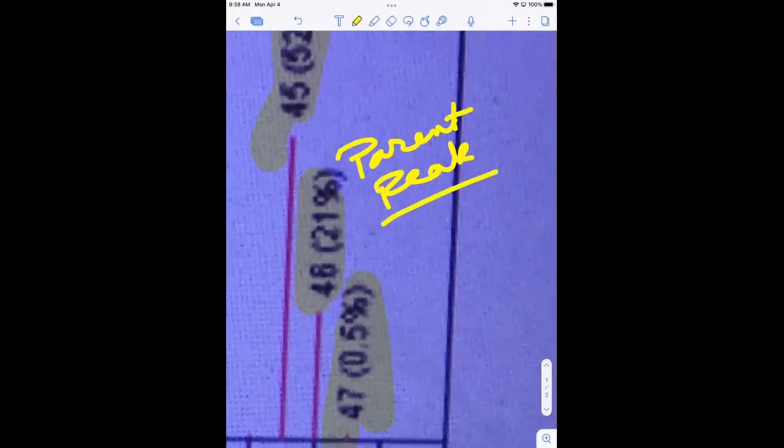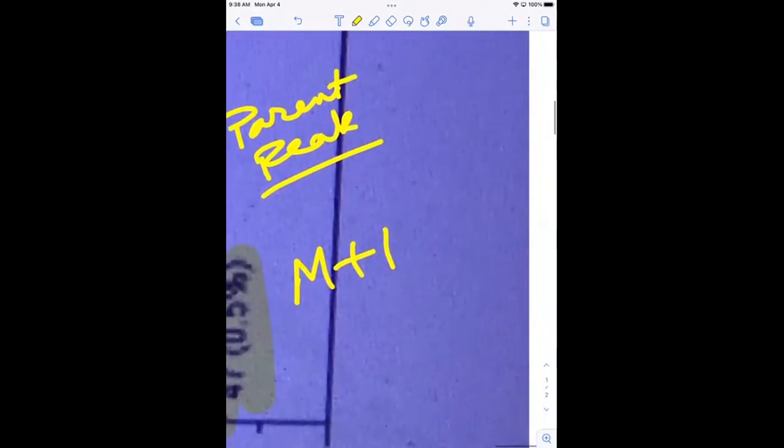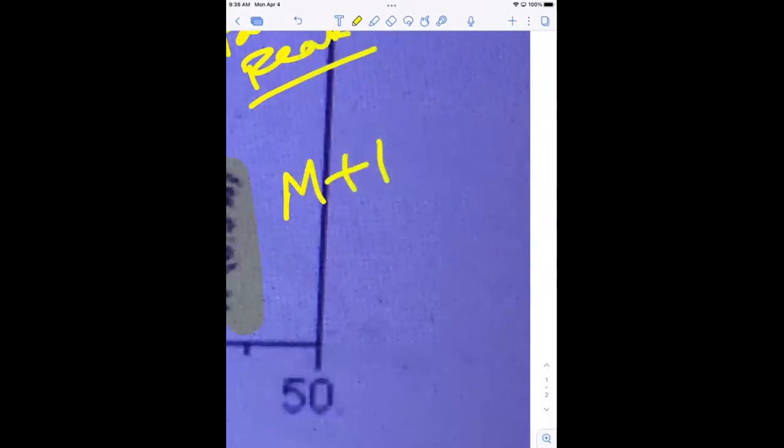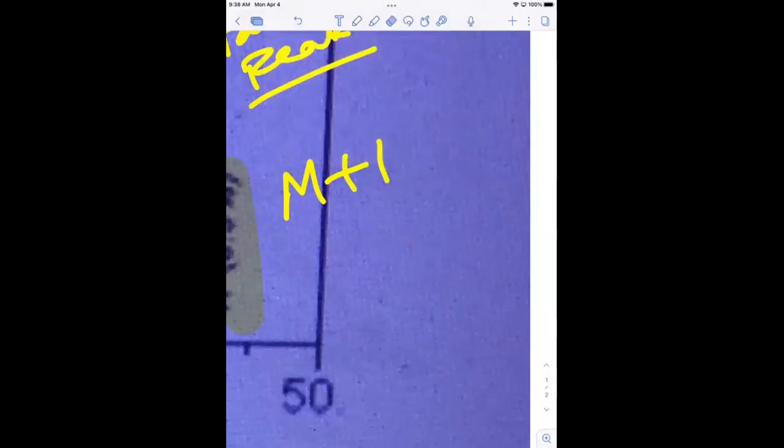Right, this is my parent peak. So that makes 47 the M plus 1 peak. There is an exception. Sometimes you'll see, hold up 1 second, sometimes you'll see what's called an M plus 2 peak.